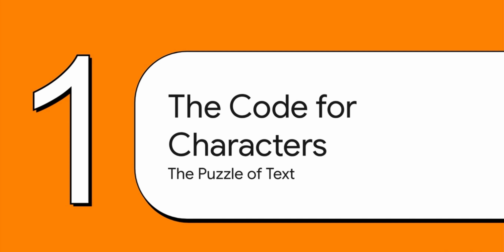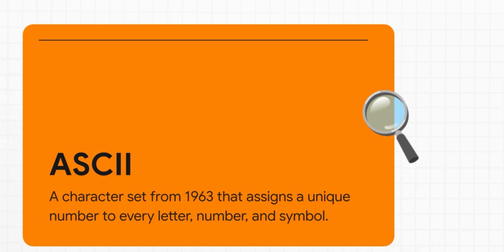Okay, so let's start with the basics. Text. To get a computer to understand letters, numbers, and symbols, the pioneers who built these things needed to create a kind of universal dictionary that every single machine could use. And that dictionary is called ASCII. It was created way back in 1963, and the idea behind it is just brilliant in its simplicity. It just assigns a unique number to every character you can type on a keyboard. So when you hit the A key, your computer doesn't see an A, it sees the number 65.